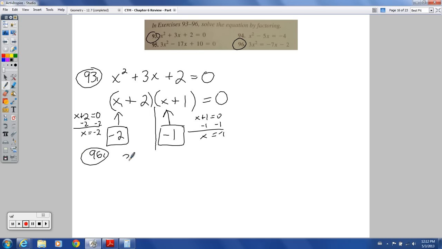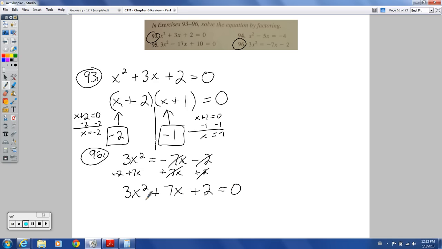Number 96, got 3x squared equals negative 7x minus 2. From there, add 7x to both sides. We need to get one side equal to 0 and add 2. So we need to have that first to start. So we have 3x squared, the x part comes next, the regular number comes after that, and that equals 0. And then factor it. It says solve it by factoring.